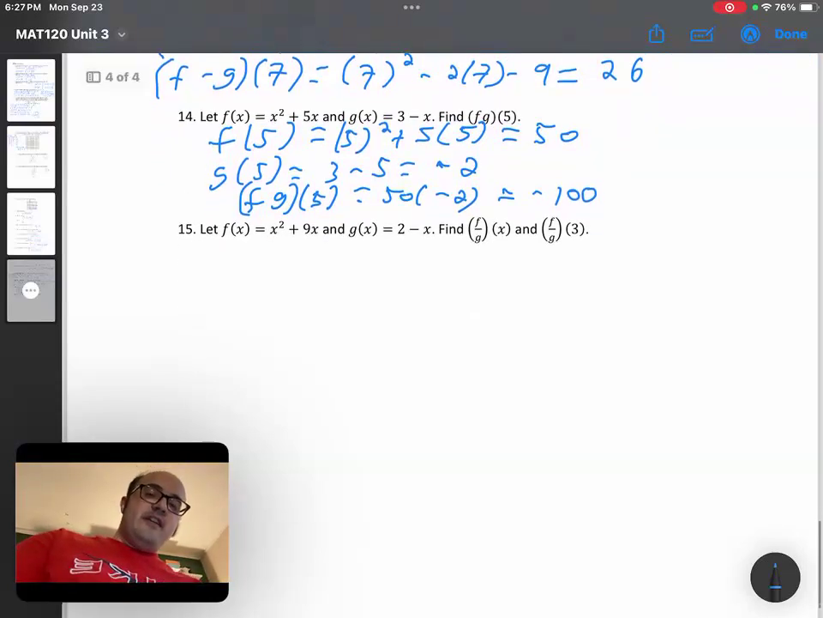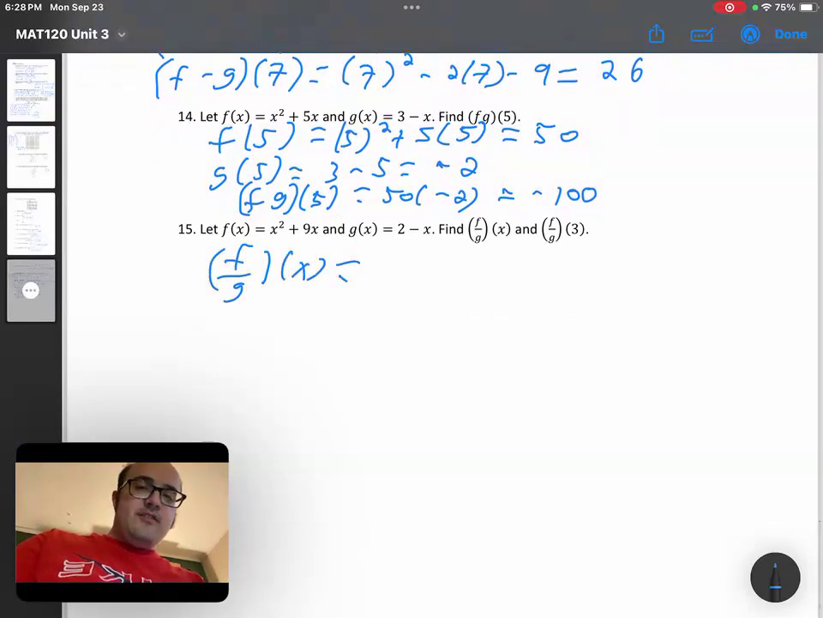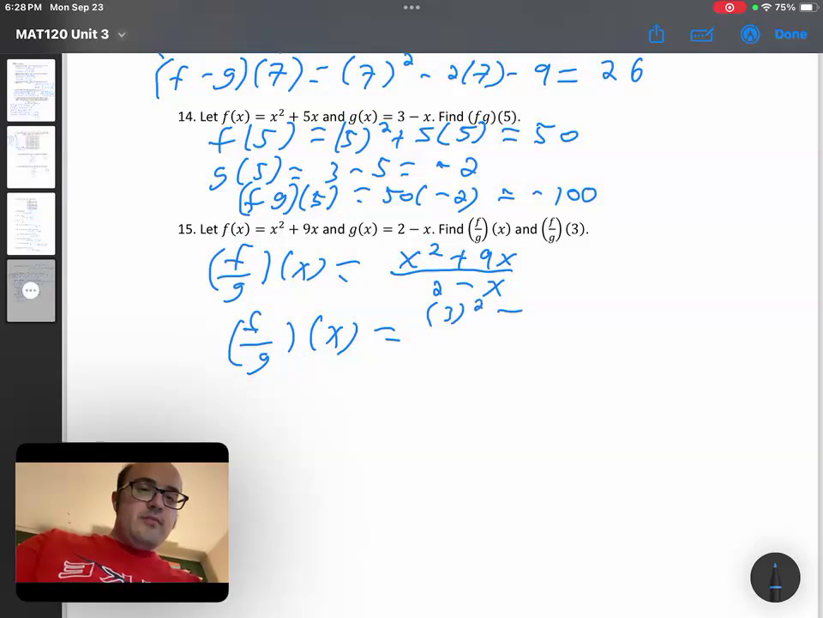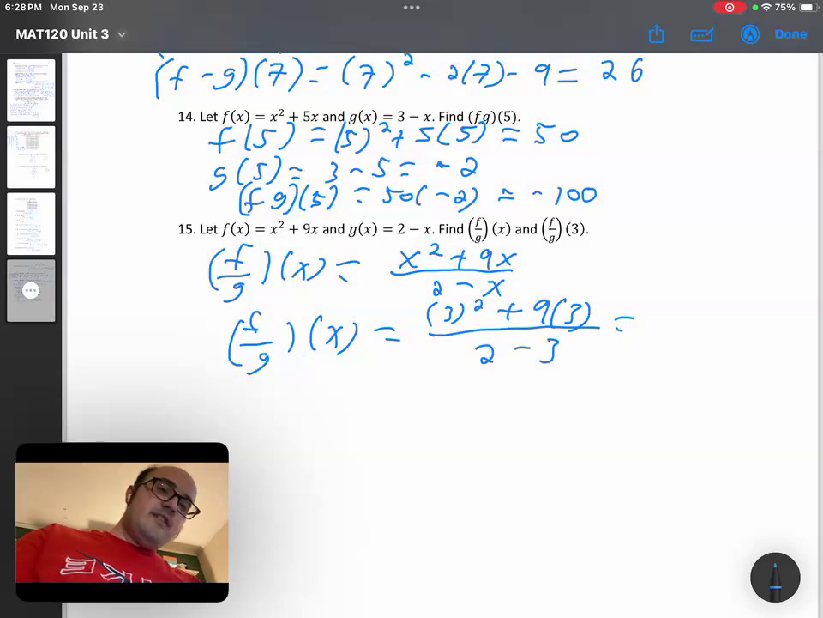And then this last one, f of x is x squared plus 9x, g of x is 2 minus x. We want f divided by g of x. And this you cannot simplify. So it's just x squared plus 9x divided by 2 minus x. And f over g of 3 is 3 squared plus 9 times 3 over 2 minus 3. So that's going to give us 9 plus 27 over negative 1.